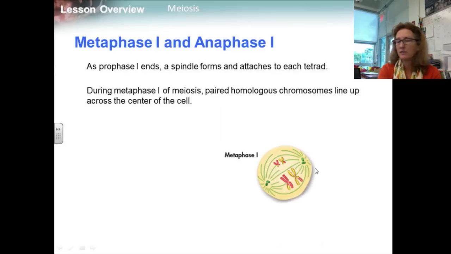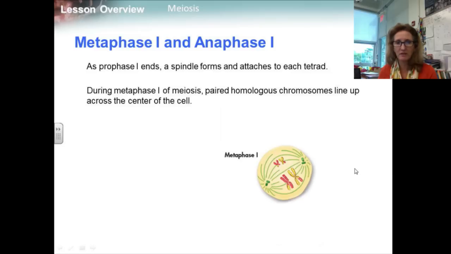Then we move on to metaphase and anaphase. As prophase 1 ends, a spindle forms. Remember the spindles right here, like mitosis, pull each homologous chromosome pair toward opposite sides of the cell. All right, like in mitosis. And when anaphase 1 is complete, the separated chromosomes cluster at opposite ends of the cell.